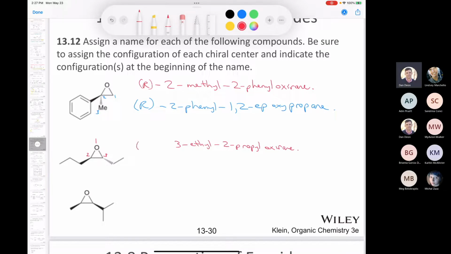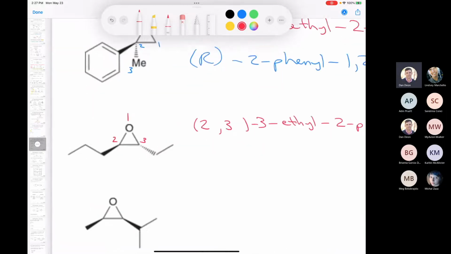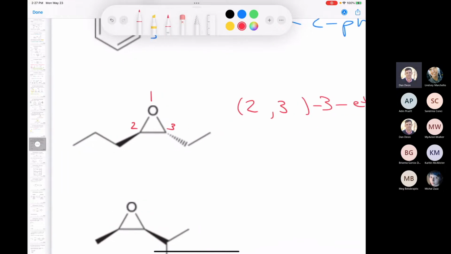So we've got 2 something and 3 something. So is it R or S? And then is it R or S? So let's figure this out here. Let's start with number 2, I guess. Doesn't matter. We'll start with this stereogenic center here, which is number 2. Okay, so let's do it a little bit quicker this time.